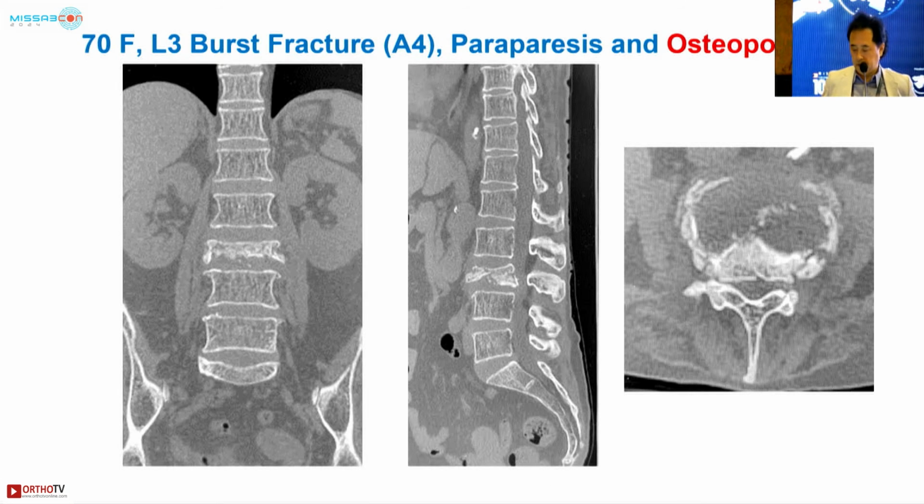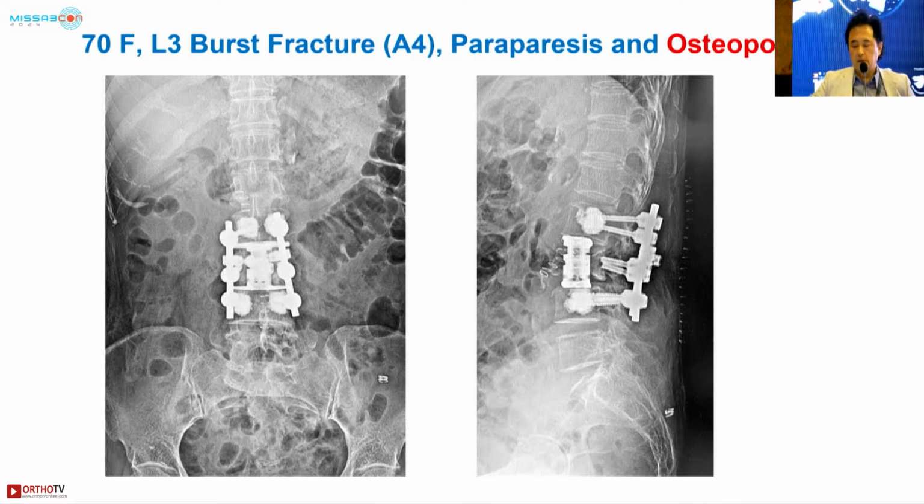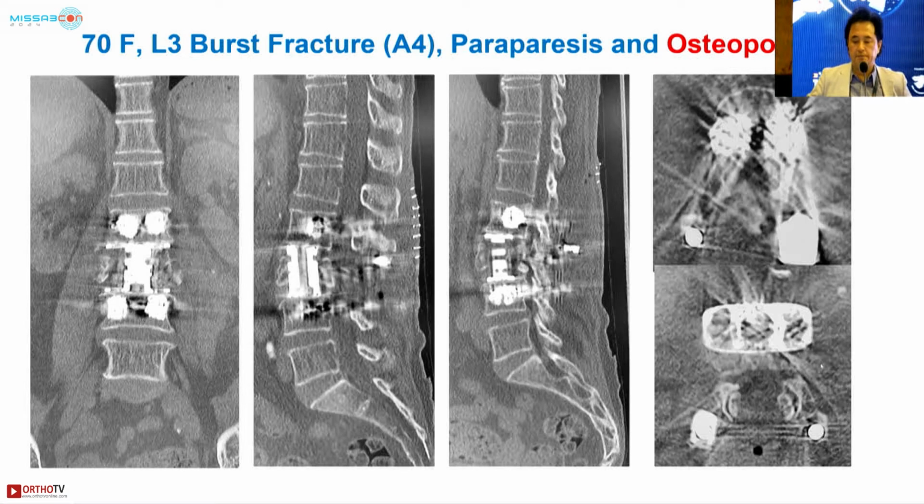The CT scan is like this. Corpectomy with augmenting screw. This is the CT scan. So if you put 2 above, 2 below screws, the whole lumbar area is fused. This is not a good idea for elderly patients. Anyway, maybe within 1 year, adjacent segment disease will occur.